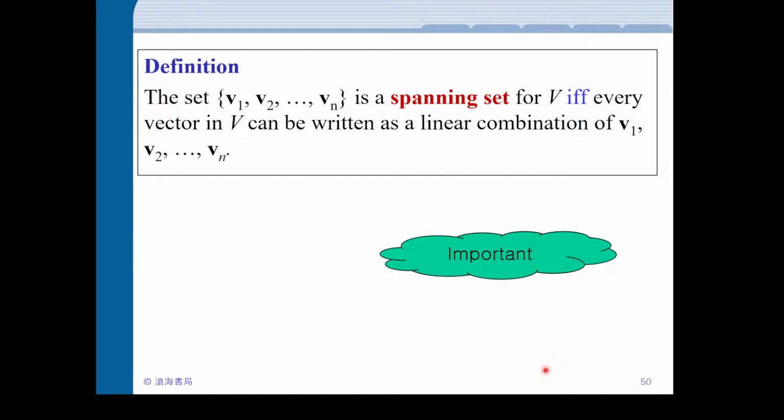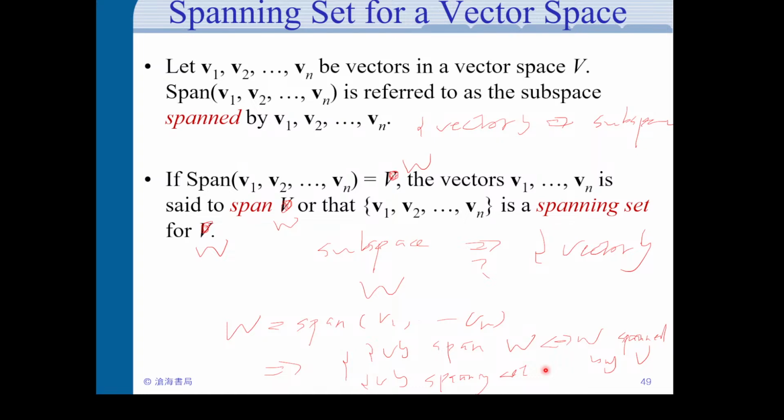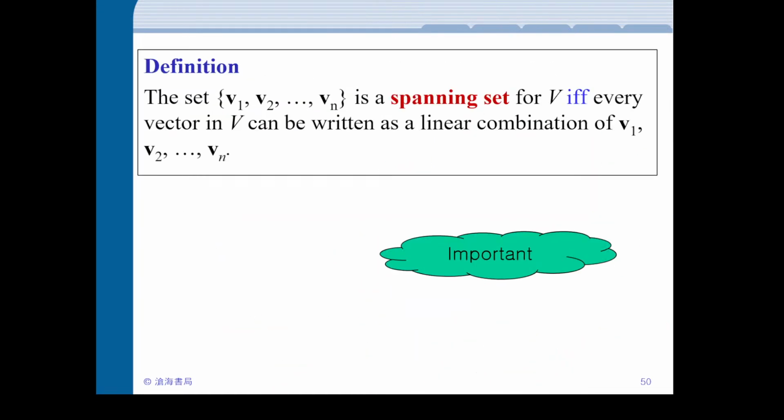So here we have a definition. A set of vectors V1 to Vn is a spanning set for W, to make it consistent, let's write W again to avoid a bit of confusion, if and only if every vector in W can be written as a linear combination of V1 to Vn. Okay, so here's the definition.